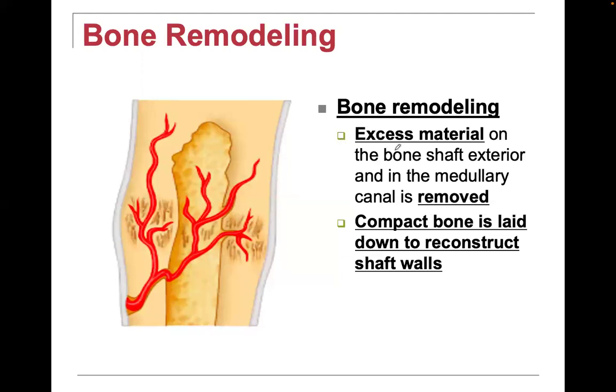And then we go into bone remodeling, which is this constant osteoblast, osteoclast, osteoblast, and osteoclast, and it just cleans up and remodels. The compact bone is laid down to reconstruct all the shaft walls. And this is now stronger than it ever was. There's some research that shows that it's stronger the second time than it was originally.